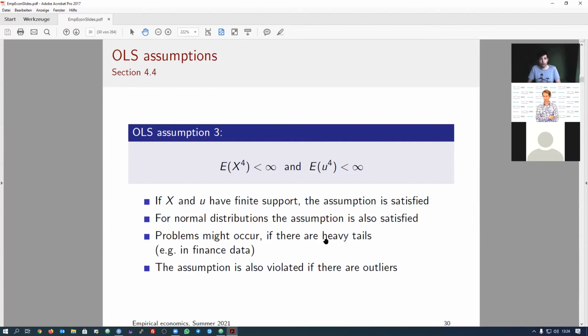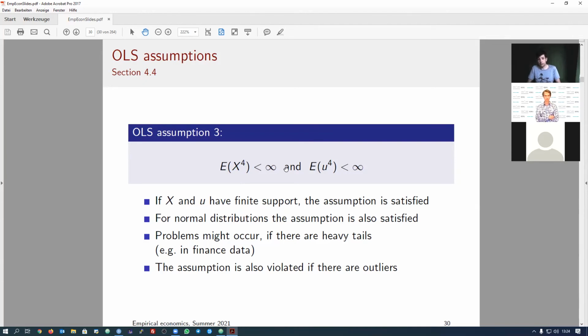But problems might occur if we have heavy-tailed distributions. For example, in financial data, we often see that t-distributions, sometimes with very low degrees of freedom parameters, are a very good approximation of the data. And then we might not have finite fourth moments.